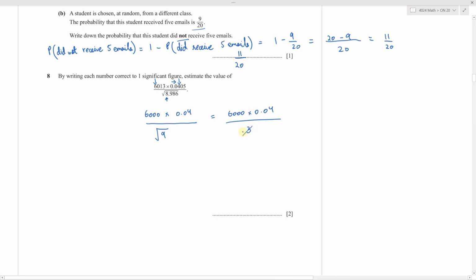And I can cancel this. 3 ones are 3, 3 twos are 6, and you have then 3 zeros. So this will become 2000 multiplied by 0.04, and then I'll again convert this into a fraction to make the calculation easier. So this will be 2000 multiplied by 4 over 100, since I had to move this decimal two places to the right. And I can cancel these two zeros out with these two. 20 times 4 is 80. So your answer here will be 80.